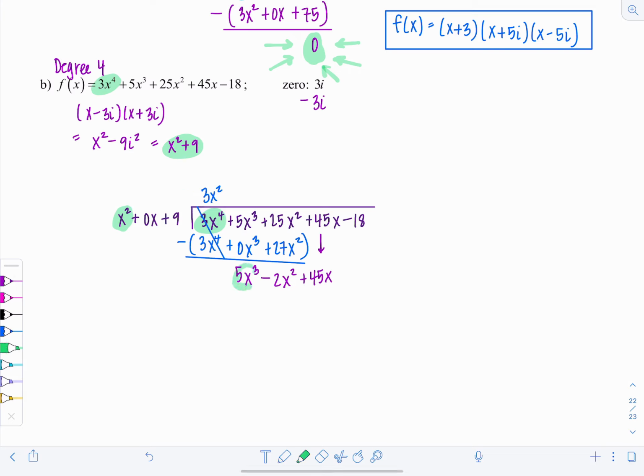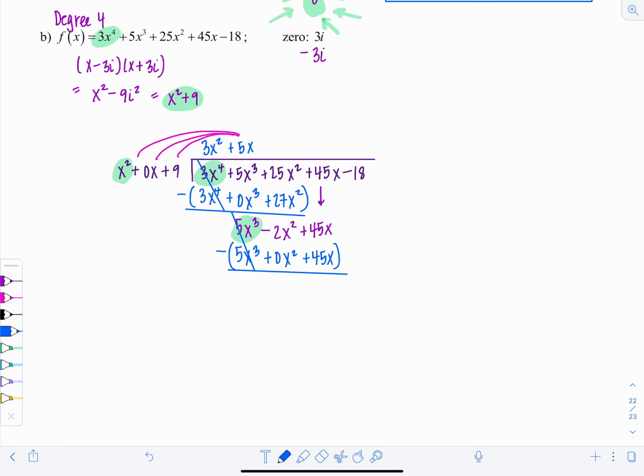So I'm going to check, okay, 5x cubed divided by x squared. So I would need to multiply x squared by 5x. Now we distribute 5x to the divisor and list the result underneath. So 5x cubed plus 0x squared plus 45x. Subtract everybody. This cancels out here as we expected, right? If it didn't, we'd be in trouble. Something went wrong. And then I have minus 2x squared plus 0x. Bring down that negative 18. And we can go again, right?